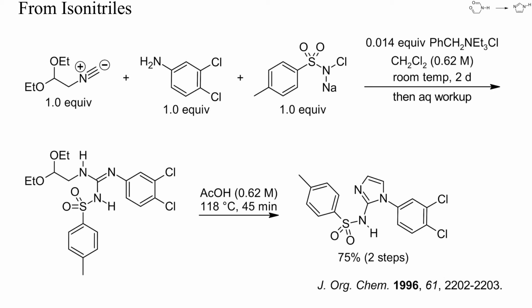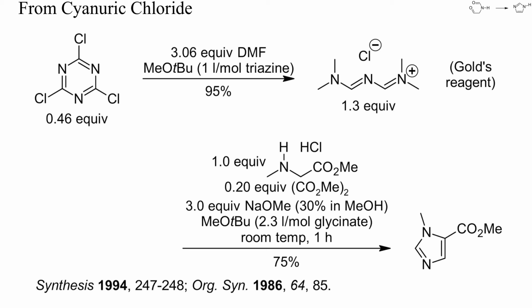Amines can add to isonitriles to yield formamidines. In the presence of chloramine T, these are oxidized to sulfonyl guanidines, as in this example. Acid-catalyzed cyclization then yielded a substituted imidazole. Secondary amines with an electron-withdrawing group, like sarcosine methyl ester in this example, can be cyclocondensed with the so-called Gold's reagent. This iminium salt is obtained when DMF reacts with cyanuric chloride.